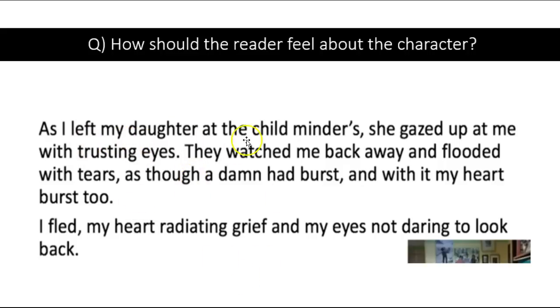As I left my daughter at the childminder's, she gazed up at me with trusting eyes. They watched me back away and flooded with tears as though a dam had burst, and with it my heart burst too. I fled, my heart radiating grief and my eyes not daring to look back.